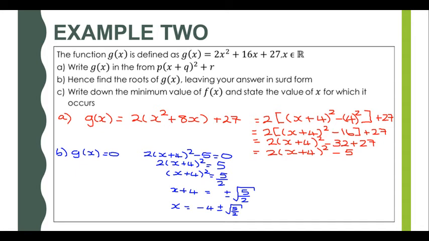Using our completed square form for part A, we know the minimum value is minus 5. So for part C, minimum value is equal to minus 5. And this occurs when our bracket is equal to 0, so x plus 4 is equal to 0, giving us x equals minus 4.